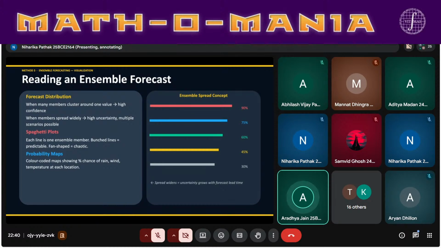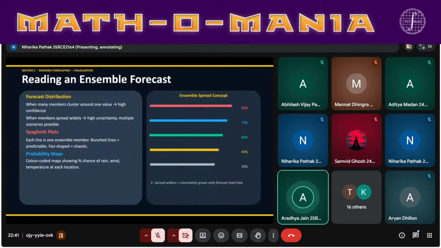The 90% and the percentages below, like 75, 60, 35, 45, 30, they all signify the probability of that particular event happening. So in that 90% one, it has the least spread, so it is most likely going to happen, and thus it has the highest confidence and highest probability of happening, which is 90%. And the opposite goes for the 30% one.